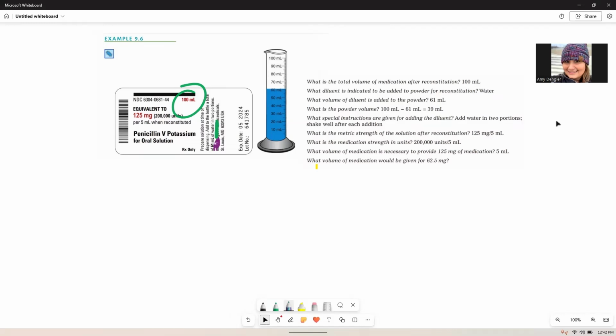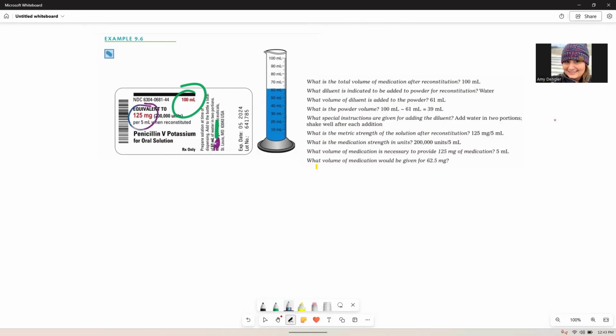What special instructions are given for adding the diluent? Over on the side, it says prepare the solution at time of dispensing. Add to the bottle a total of 61 milliliters of water in two portions, which is where they got the add water in two portions, and then shake well after each addition. And what is the metric strength of solution after reconstitution? That is going to be over here, the 125 milligrams per 5 ml. So every 5 ml that the patient is taking, they are receiving 125 milligrams of penicillin V potassium, which is also equivalent to 200,000 units.